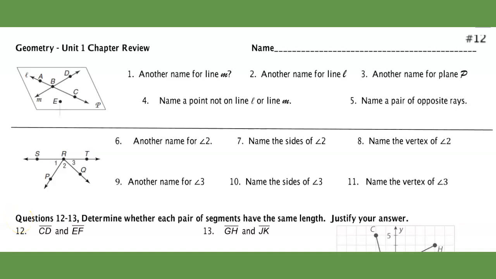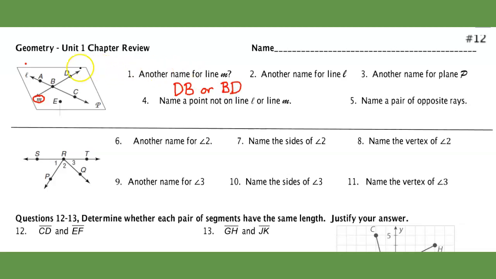So let's get started. The first part is just about naming different parts of a plane, lines, and points. So let's look at this. Another name for line M. You can see line M right here. On that line we have 2 points, which are D and B. So we're going to call this line DB or line BD. Either way is fine.